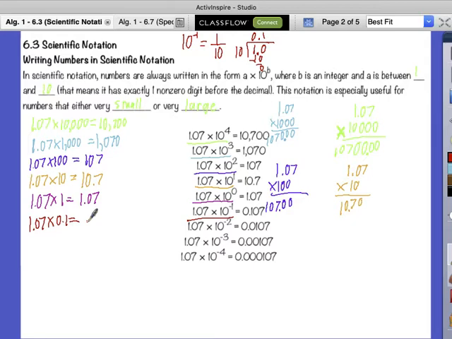So what happens here is the number we're multiplying by gets smaller every time by a power of 10 as well. We're moving the decimal on that. So we're going to take 1.07 and multiply it by 0.1.